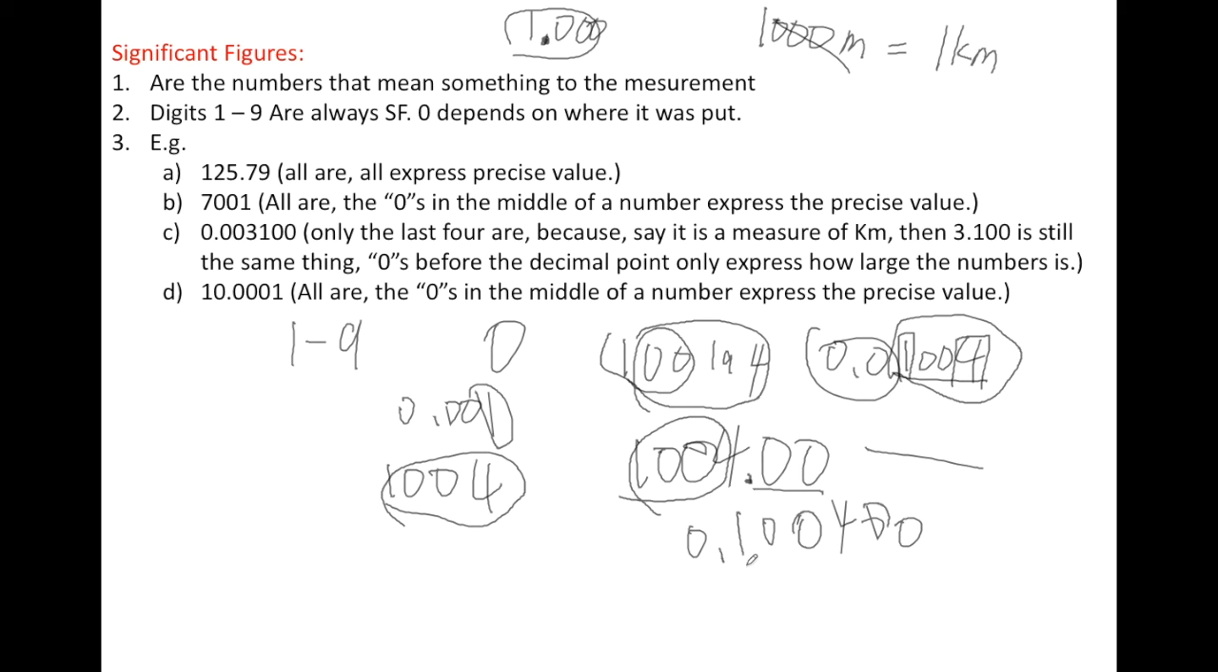Anyways, in this case, zeros before never count. Zeros sandwiched always count. Zeros between two numbers always count. The bundle of numbers, in this case, is this. And there is a decimal point anywhere in the number. So there is a decimal point here. So these zeros count.